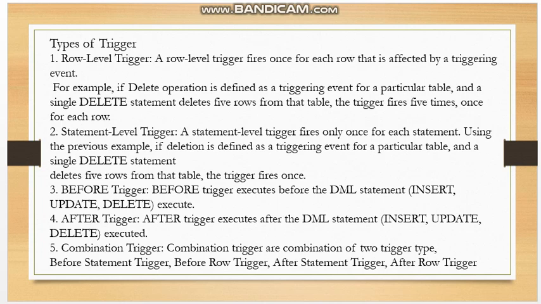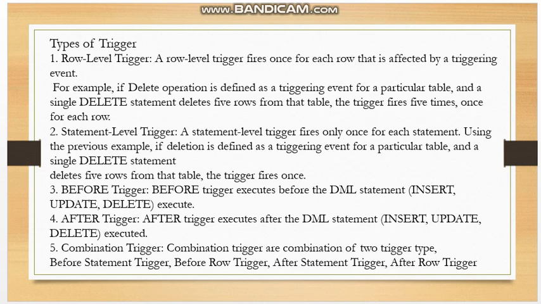A row level trigger fires once for each row affected by the triggering event. For example, if the delete operation is defined as the trigger event for a particular table, and a single statement deletes 5 rows from the table, the trigger will fire 5 times, one for each row. So row by row the trigger is getting fired, which we say is a row level trigger.